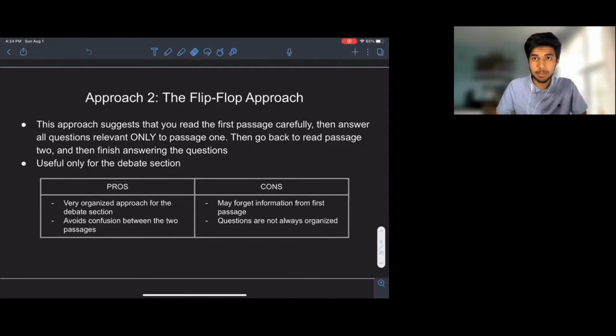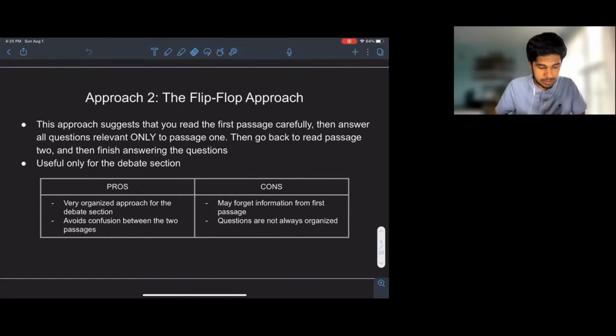So what is this approach? Well, it suggests that you read the first passage carefully, then you go to the questions and you answer all of them relevant to only the first passage. After that, you go back to read the second passage, and then you finish answering the questions. So the pros, well, it's a very organized approach for the debate section. You know exactly what you're doing, very systematic.